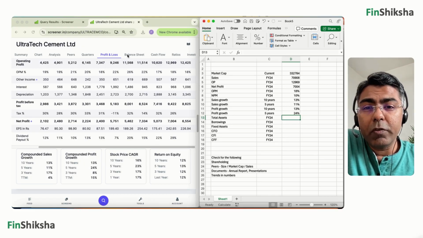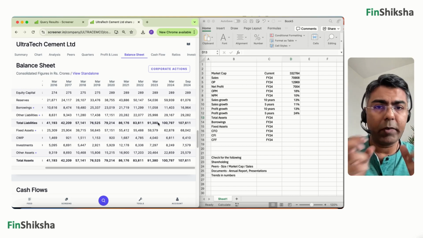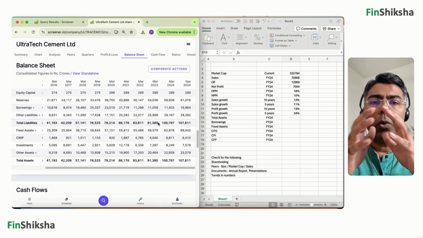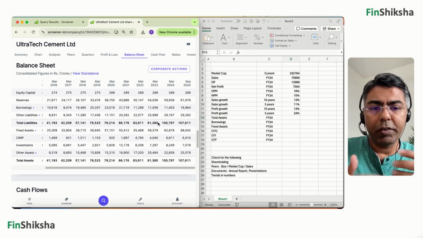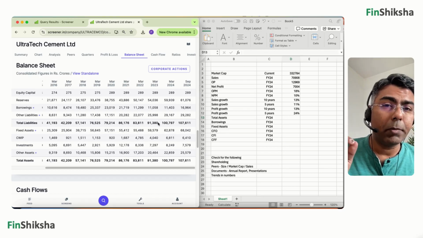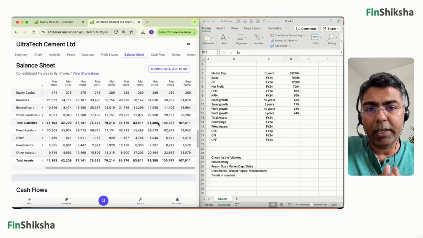Then you go to a little bit of the balance sheet data. So let's look at the balance sheet, and I just want to understand how big the balance sheet size is, right? My purpose is twofold or threefold. We want to see that if the company has to grow and do capex, then how much money will they need to do that capex, right?